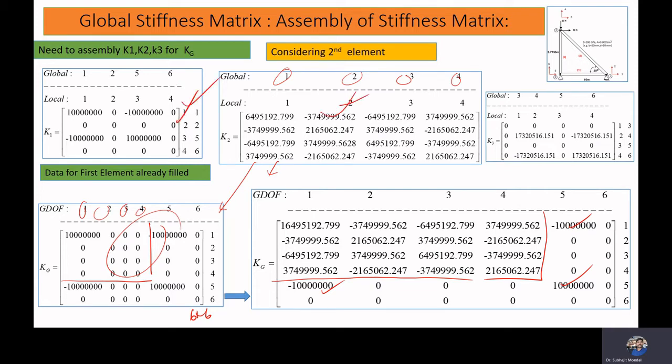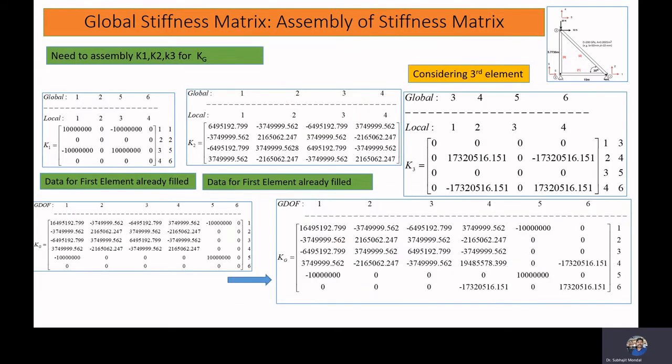Now what we'll do, we'll add the third element. This part we have already obtained. Now we'll put this value into this matrix. Here we see our global numbering for the third element was 3, 4, 5, and 6. Now we can find that position and fill it in the global matrix.